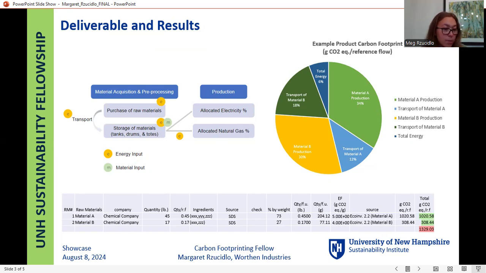The flowchart is useful because it depicts where in the process there's an energy input or a material input to visualize this entire process. You can see that the energy input is indicated by the yellow circle and the material input is the green circle.